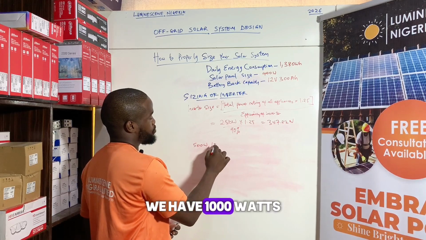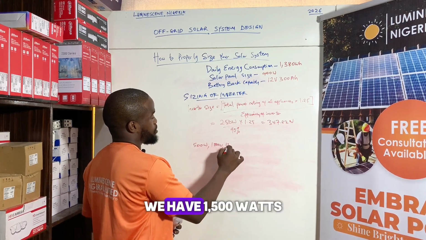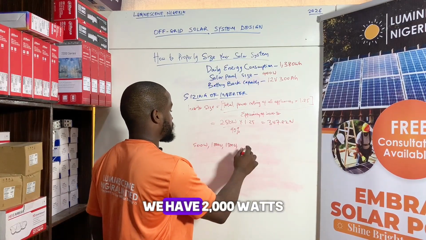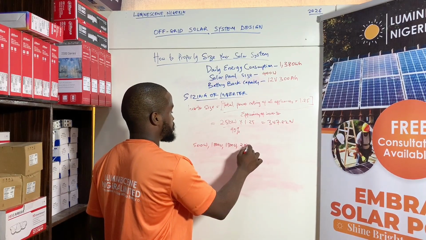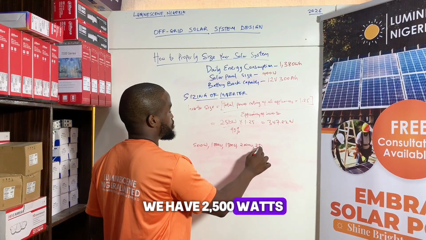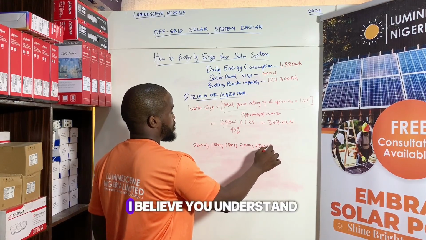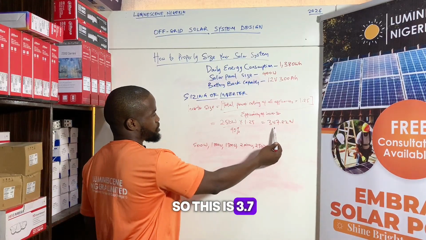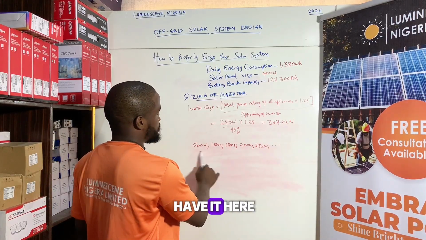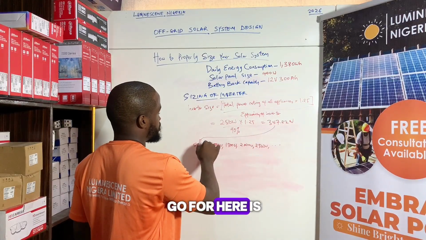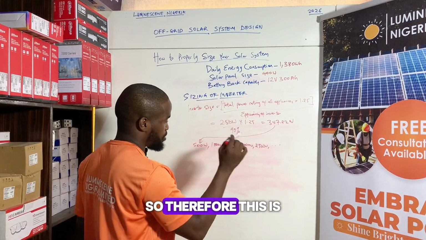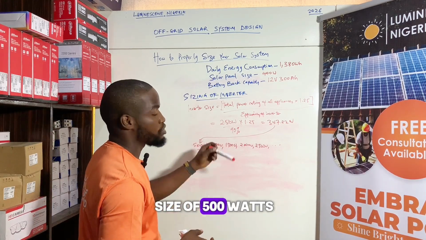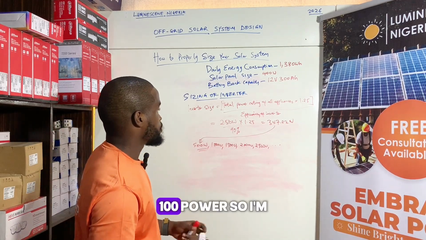We have 1000 watts. We have 1500 watts. We have 2000 watts. We have 2100 watts. I believe you understand. You get the idea. So this is 347.2, and we don't have it here. So the minimum we'll go for here is 500 watts. So therefore, this is what we need here. We need an inverter size of 500 watts.